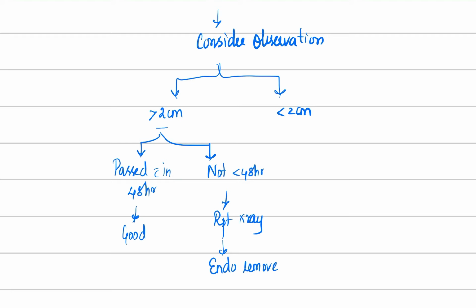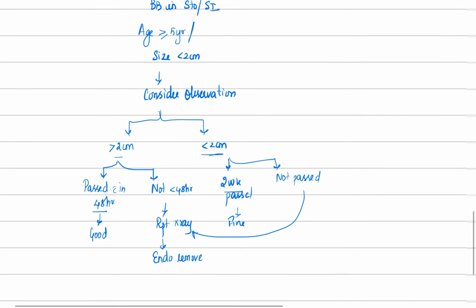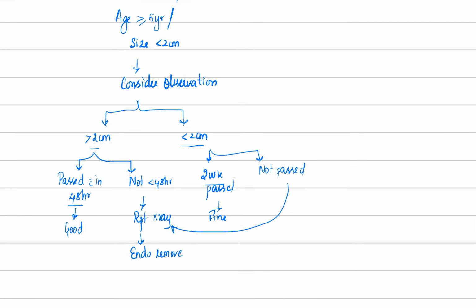If it is less than 2 centimeter, you can even wait till 2 weeks. If it has passed, then it is fine. If it has not passed, then you do an X-ray and endoscopic removal. All right, so 2 days, 2 weeks, 2 centimeters. Multiple twos are there. Remember that. So this is in a child who's above 5 years. Let's keep it as simple as that.